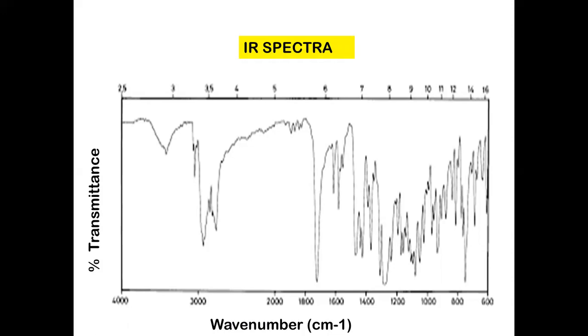If you have a clear solution which doesn't absorb anything, the percent transmittance of that solution is going to be 100%. Oppositely, if it absorbs everything, it is not going to transmit anything, so the percent transmittance of that compound is going to be 0. It will absorb maximum, but the percent transmittance is going to be 0. So on this scale, you have percent transmittance plotted on the y-axis from 0 to 100, and on the x-axis you have wave number in per centimeters.